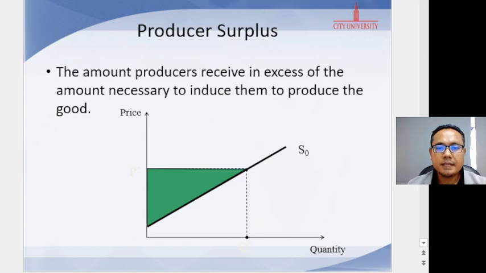So just as consumers want the price to be as low as possible, producers want the price to be as high as possible. So the supply curve reveals the amount producers will be willing to produce at a given price. Alternatively, it indicates the price a firm would have to receive to be willing to produce an additional unit of good.